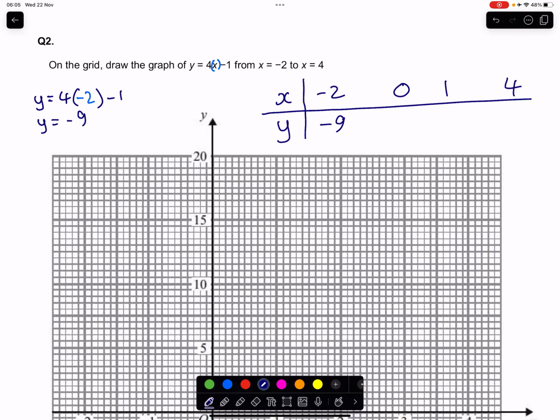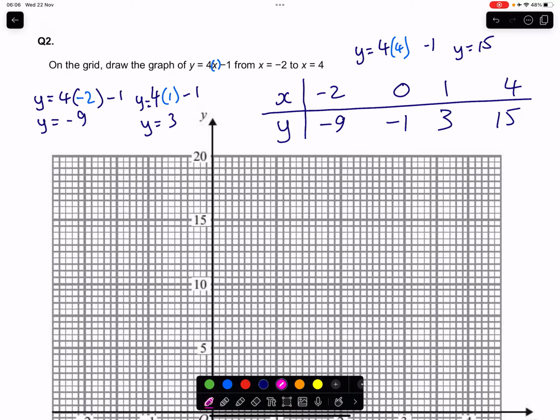If I sub 0 in, it's a really nice one to put in because 4 times 0 is nothing, and then I end up with just a takeaway 1. If I'm subbing 1 in, that's also quite nice because I'm just going to end up with a 4 takeaway 1 for a 3. And then when I sub 4 in, I'm going to end up with a 16 takeaway 1 for a 15. And that will give me the last number here.